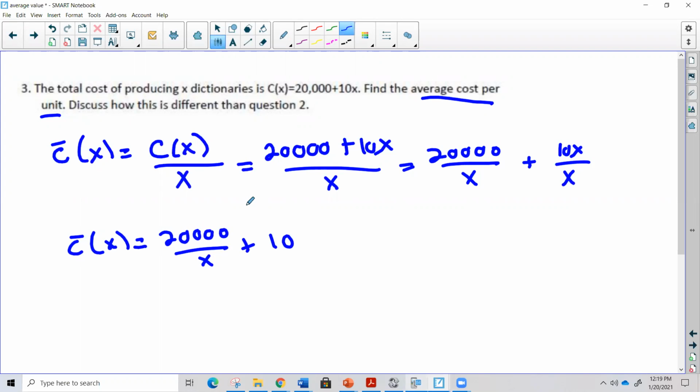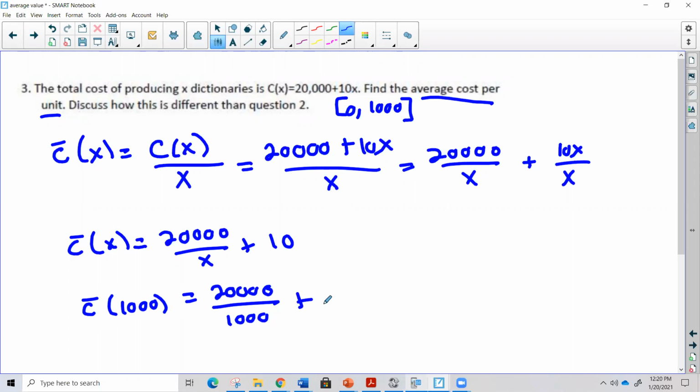And then it said, find the average cost per unit. So this is the formula for the average cost per unit. It should have, sorry, an interval, 0 to 1,000, but it doesn't have it. So I want the average cost if I'm talking about 1,000 units. They're kind of missing that part in the problem. So it'd be 20,000 over 1,000 plus 10. And if you simplify that, it gives you 20 plus 10. So it'd be $30 per unit if I'm talking about having 1,000 units.